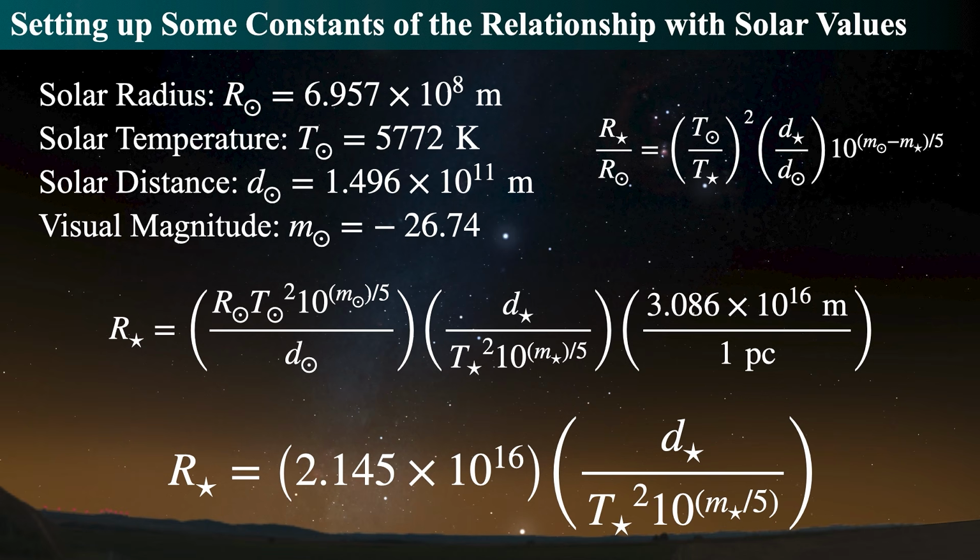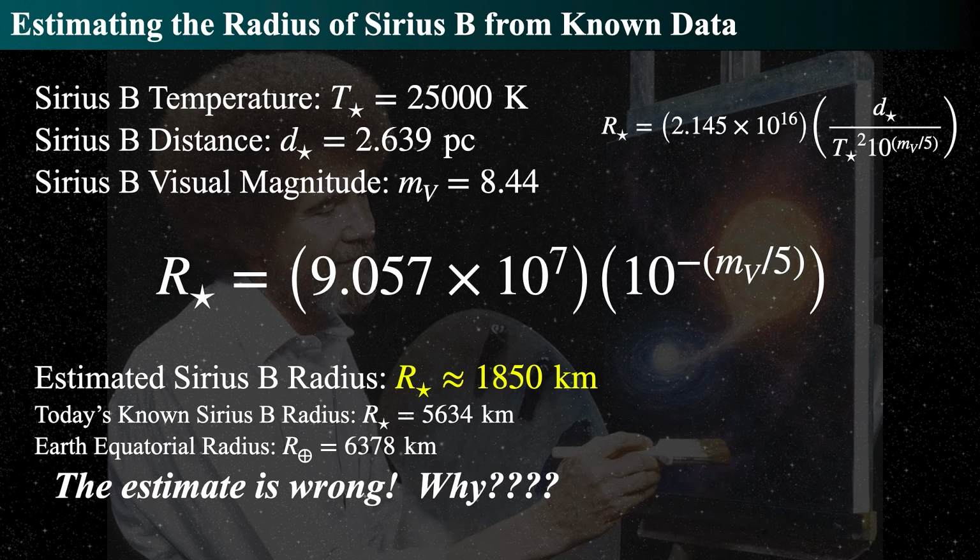So we now have the radius of the star is equal to about 2.15 times 10 to the 16th in terms of meters, where the distance d to the star is in parsecs and the temperature is in kelvins and the magnitude is a unitless value. Now we can estimate the radius of Sirius B from known data. Sirius B's temperature is 25,000 Kelvin, and Sirius B's distance is 2.639 parsecs, and Sirius B's visual magnitude is 8.44. You plug all that in, and you get a radius of about 1,850 kilometers.